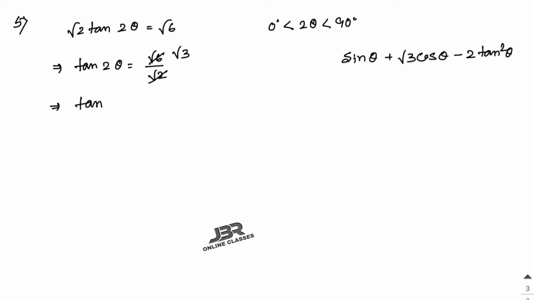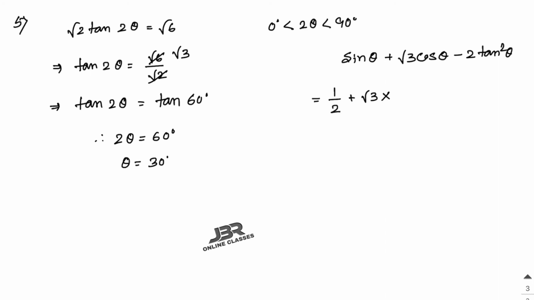Now as root 3, and theta belongs to 0 to 90 degree, you can write root 3 as tan 60 degree. So by comparing both sides, 2 theta equal to 60 degree, so theta equal to 30 degree. So as theta equal to 30, sine theta means sine 30, which means half. Then root 3 cos 30, cos 30 means root 3 by 2. And then tan square theta means tan 30 whole square. So tan 30 means 1 by root 3, so whole square means 1 by 3.